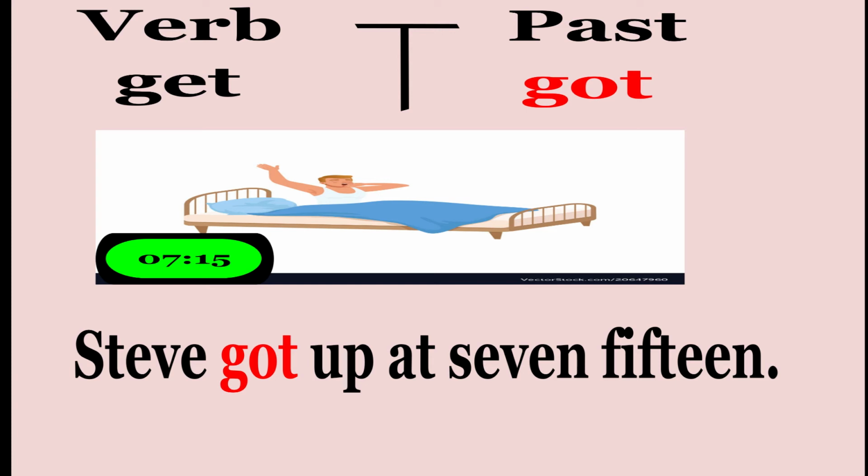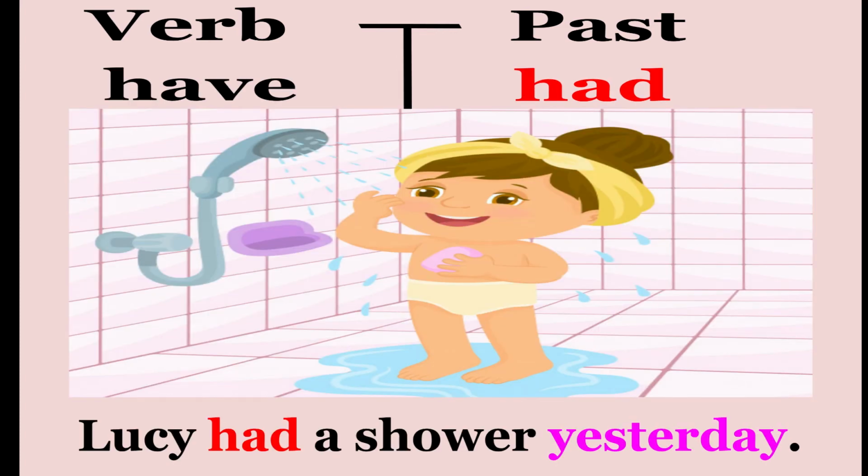Second verb, irregular verb, have, had. Example, Lucy had a shower yesterday. Did Lucy have a shower yesterday? Yes, she had a shower yesterday. Did Lucy have a bath yesterday? No, she didn't have a bath yesterday.